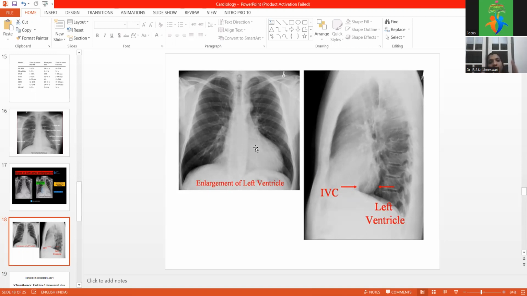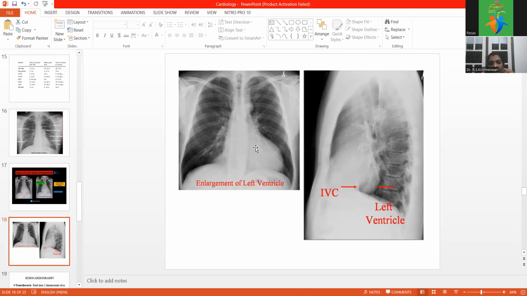Very, very important. I repeat: double cardiac shadow, left atrial enlargement; boot-shaped heart, left ventricular enlargement; then globular heart, when there is hypertrophy of all the chambers of the heart or pericardial effusion. I hope you understand. These are the important things which you will come across in the question papers.